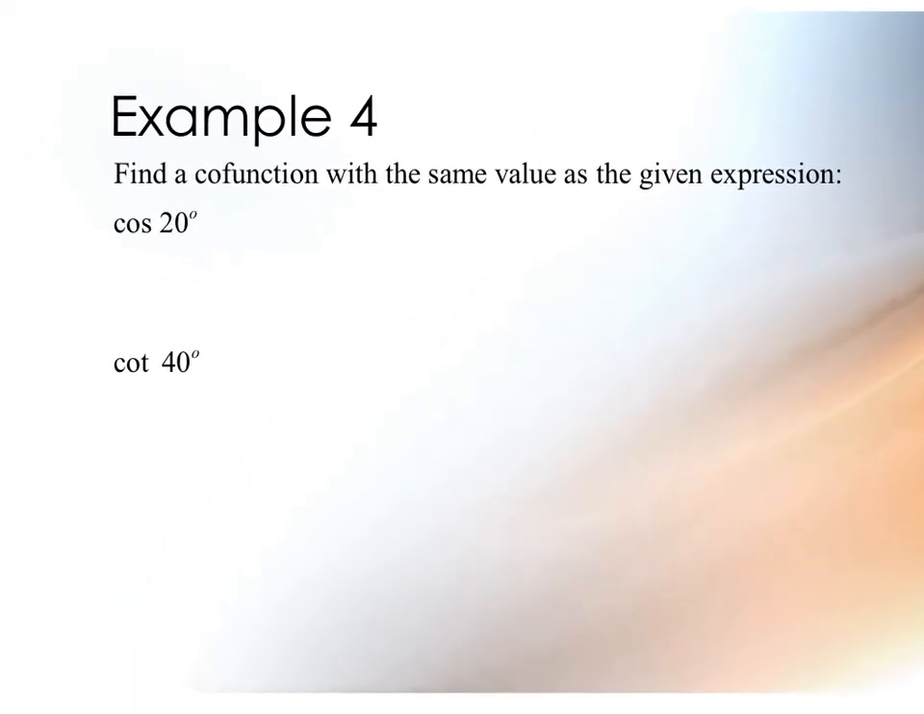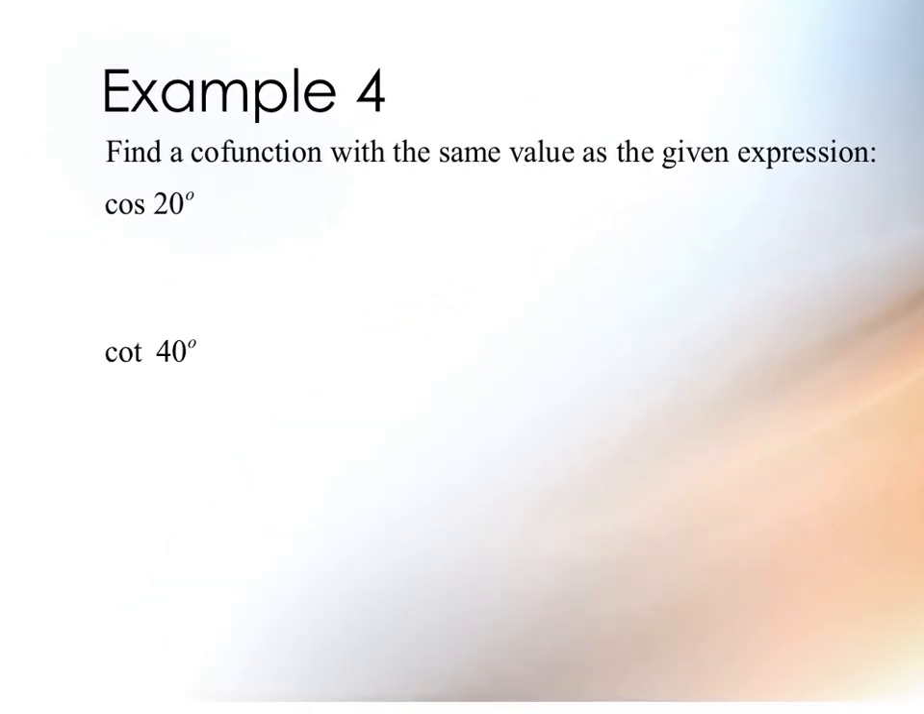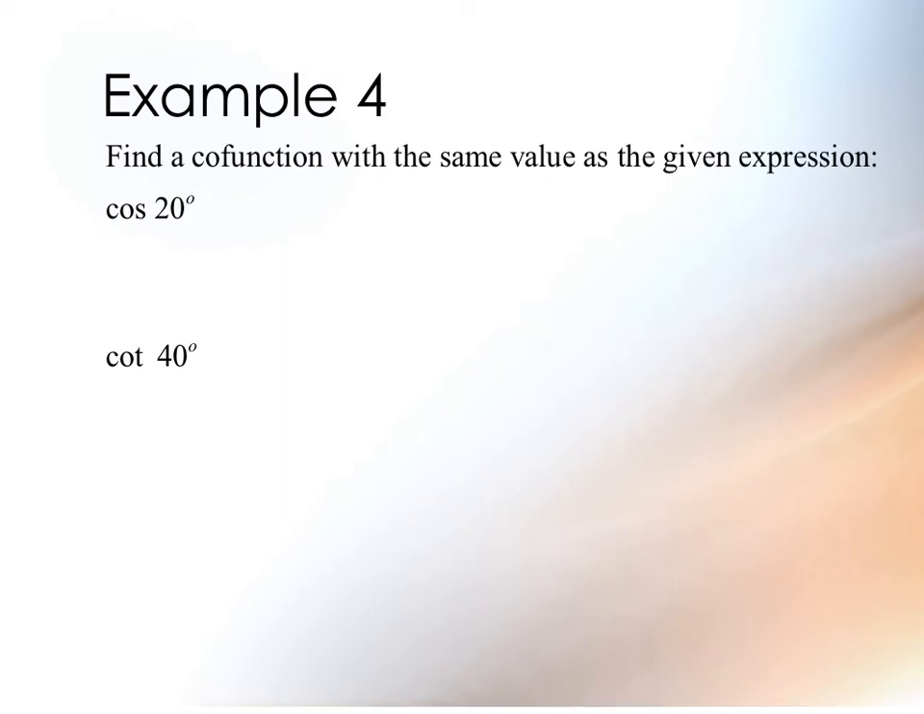So this says find a cofunction with the same value as the given expression. I'm not asking for the value of cosine of 20. I'm asking for what angle and cofunction would give you the same value. So what partners cosine with cofunctions? Sine. And the complement of 20 is what? 70 degrees. So you don't have to do it, but if you had actually typed those two in the calculator, you should get the same answer.